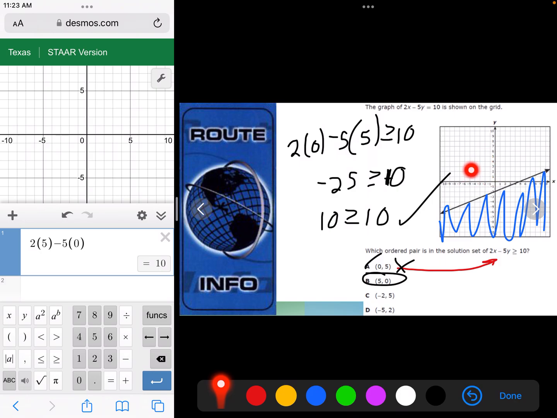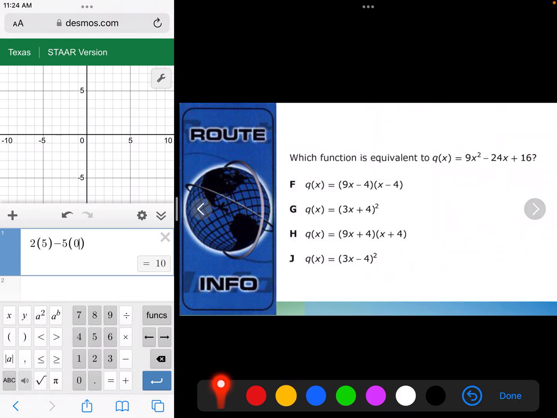Now you can kind of eyeball it. 0, 5 is right here. Oops, sorry, let me go back. 0, 5 is up here. That's above the line. It should be below, so that's wrong. 5, 0 is on the line because it's solid. It does count, so that's the answer. Negative 2, 5 is up here. Negative 5, 2 is up over here. So the only one that's in the shaded area or on a solid line is B.